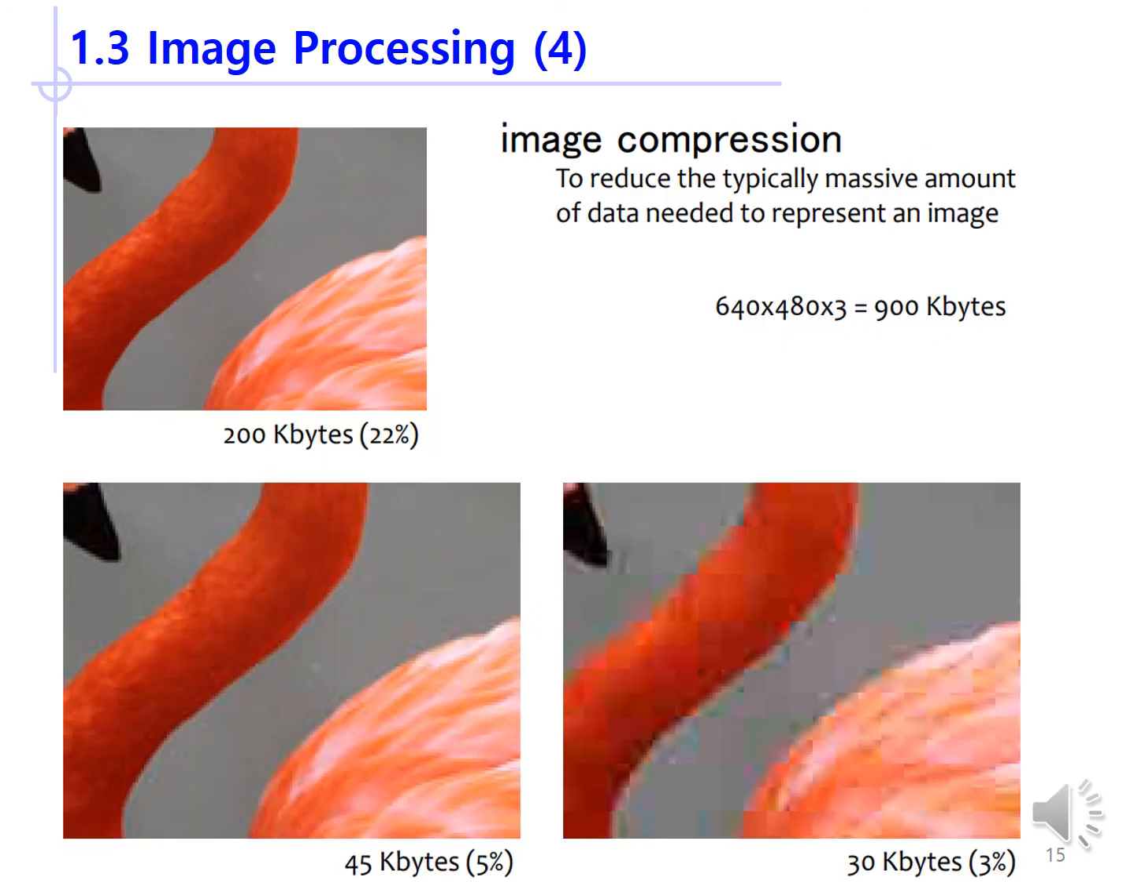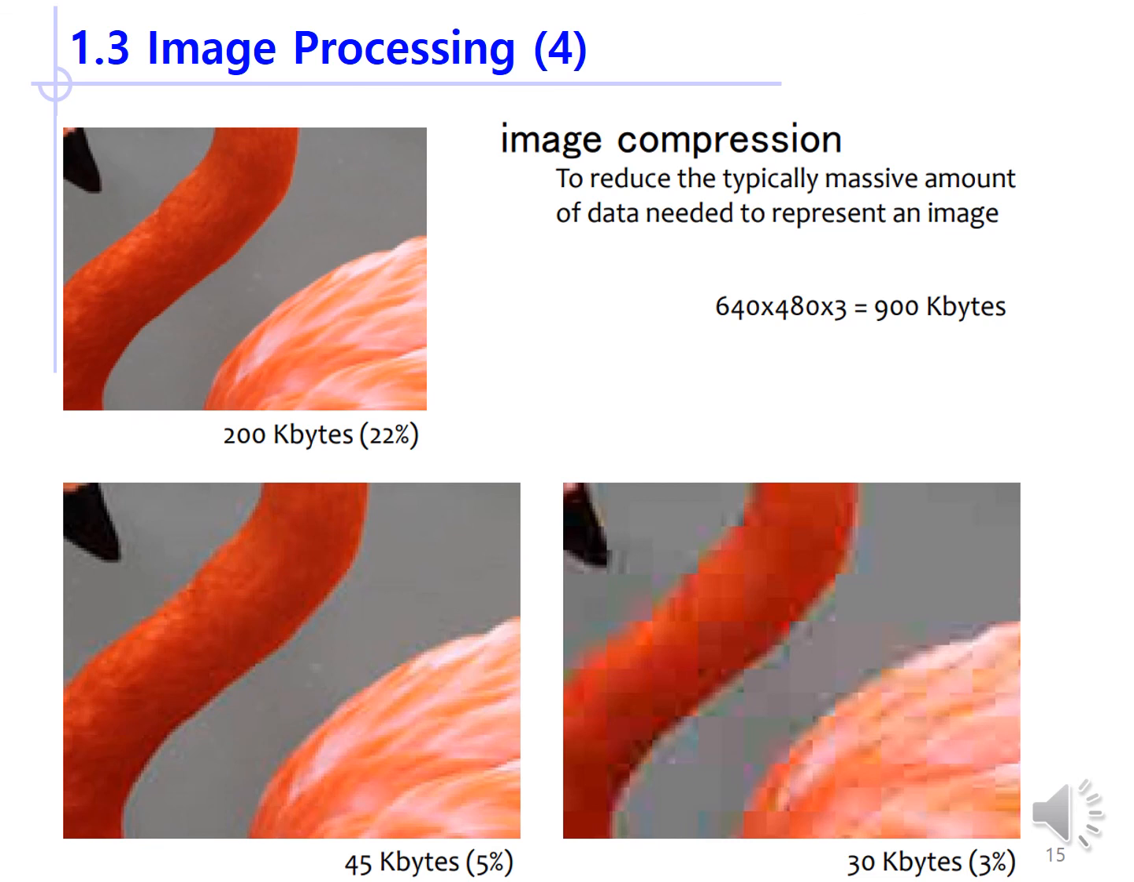The first application of image processing is image compression. Image compression is used to reduce the massive amount of data needed to represent an image. So in order to save storage or boost the calculation speed, we need to keep the size of the image small. And the size of the original image is this amount.